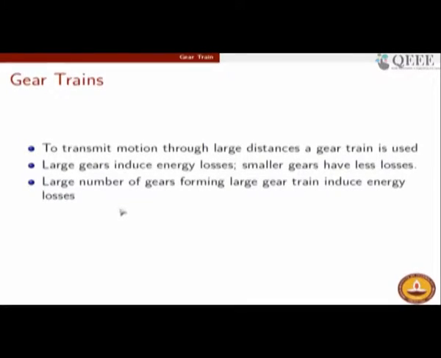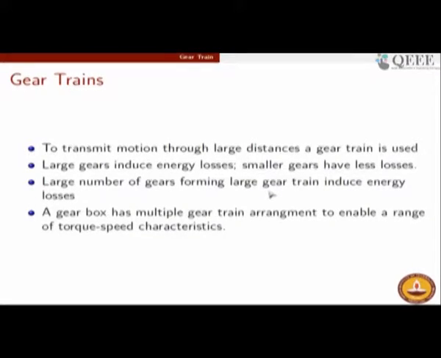There are better procedures available. For example, chain and sprocket could be a better idea to transmit motion over large distances. And similarly, if you really wish to do a more efficient transmission for a large gear ratio, then it is not advisable to use a large number of gears. Use a smaller number of gears in a more compact mechanism, and that will have minimal overheads in terms of energy losses.